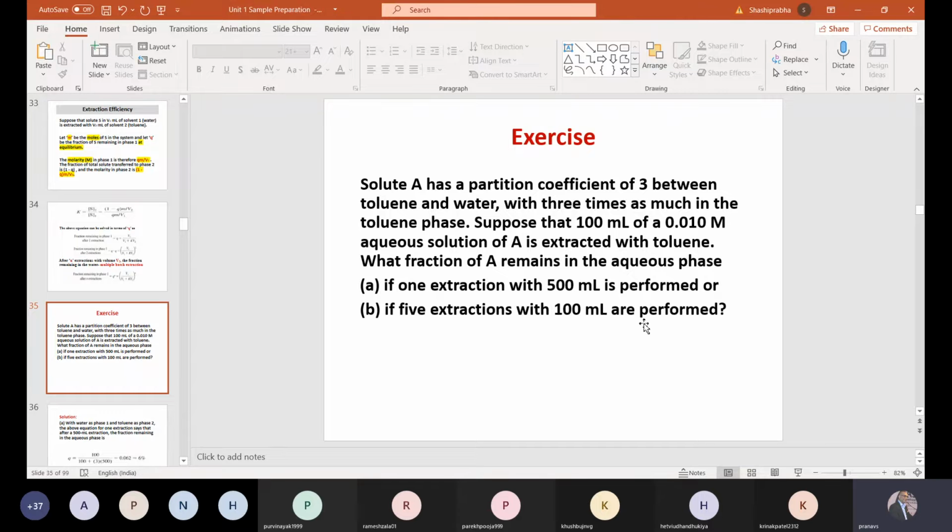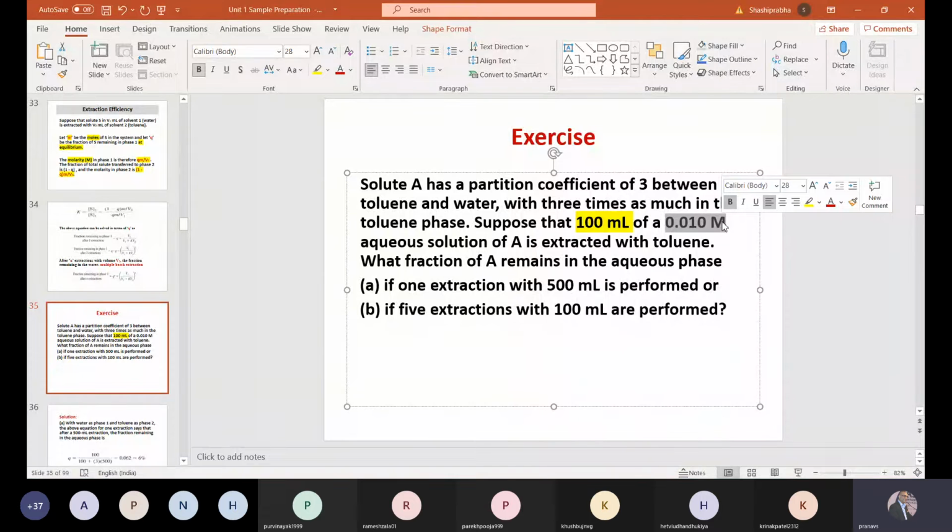efficiency of extraction. So now the problem is something like this: solute A has a partition coefficient of 3, meaning the K value is 3, and we have 100 ml of 0.01 molar aqueous solution of A, that means we have this as the V1, the volume of the aqueous phase. It contains this concentration, and we know that when we are finding out the fraction, it is independent of concentration. So this doesn't help us here.